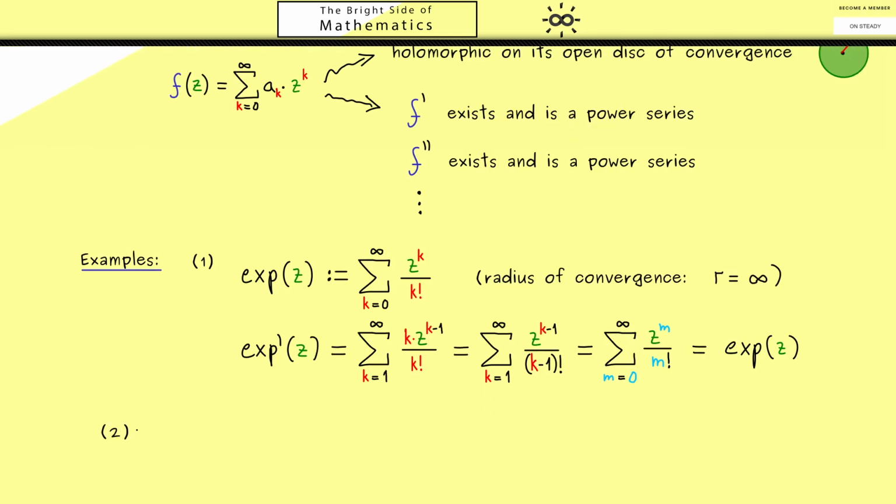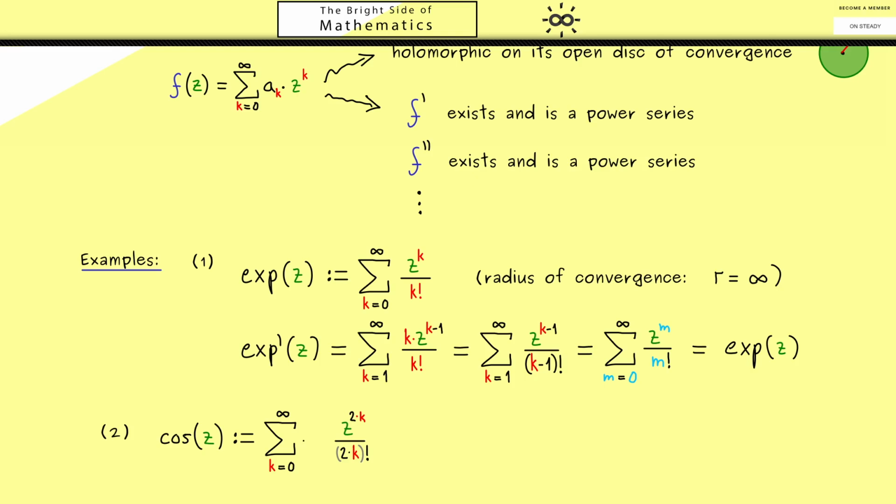Okay, then let's go to the next example, which is the cosine of z. And of course, we also define this function via a power series. However, this one is a little bit special because only even powers of z occur here. For this reason, we have to use the number 2 times k here and here. Otherwise, you should recognize it's very similar to the exponential function.